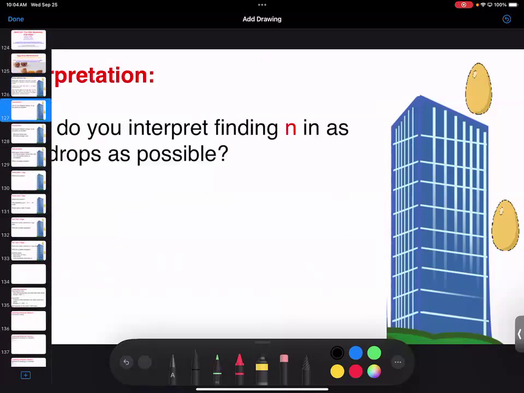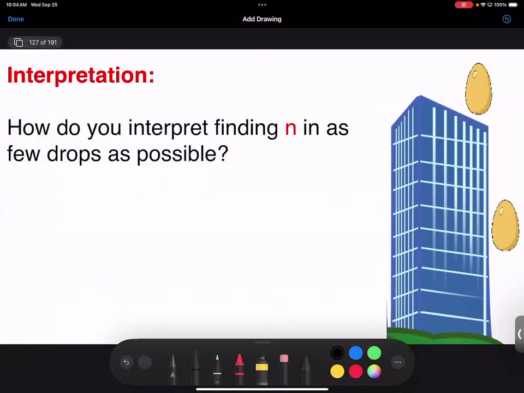So everybody understands we don't care about how many eggs we have left. We just care in finding in as few drops as possible where the critical threshold is. Okay. So how do you interpret finding n in as few drops as possible? What does that mean to you? You can know with certainty the value of n. Okay, so you want to know with certainty. I need to know for sure that this is the floor that it will break at, this floor and nothing below. Okay, what else? How do you interpret as few drops as possible?